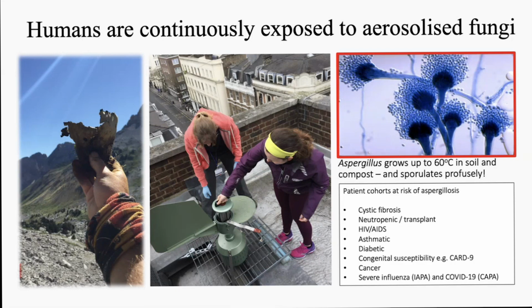There are certain patient cohorts that are at risk of developing a disease called aspergillosis, which is caused by Aspergillus fumigatus. This can be an invasive infection. The most common cohort to suffer from this, in the UK at least, is cystic fibrosis patients. We have quite a large cohort in the UK. There are other cohorts at risk, and more recently we've seen severe influenza and, of course, COVID-associated aspergillosis as well.